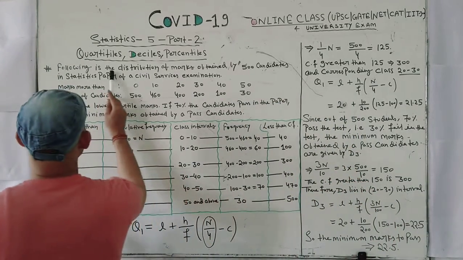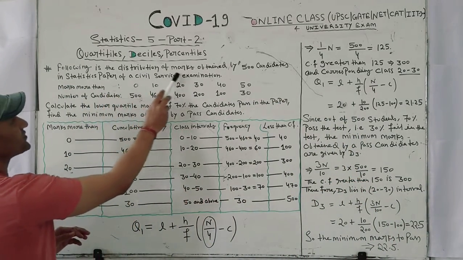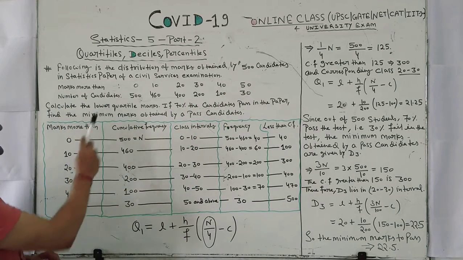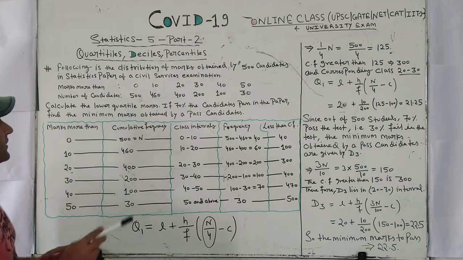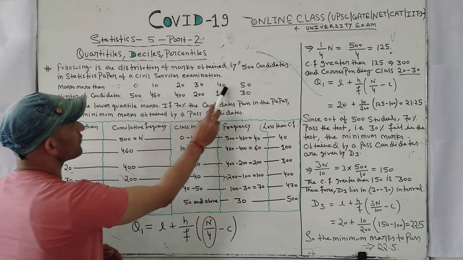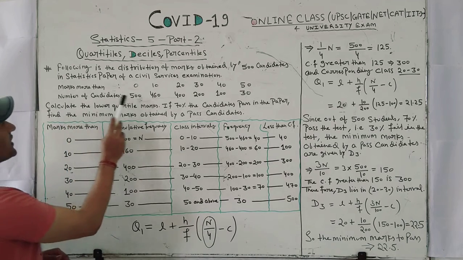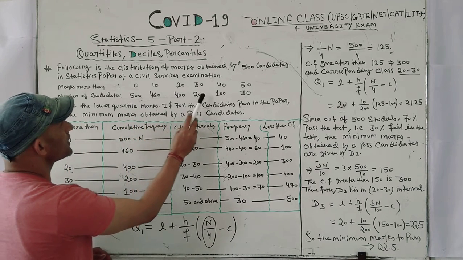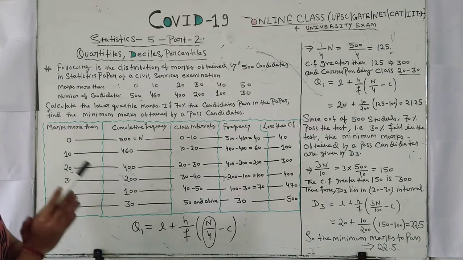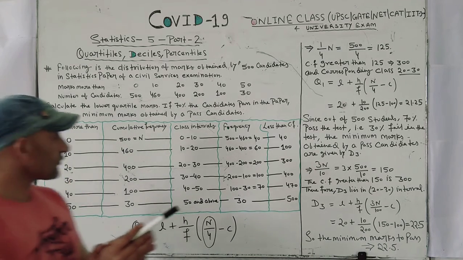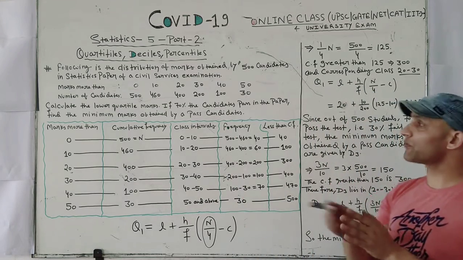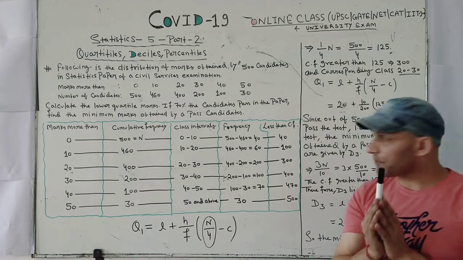The following is the distribution of marks obtained by 500 candidates in a statistics paper of a civil services examination. Marks more than 0, 10, 20, 30, 40, 50. Number of candidates 500, 460, 400, 200, 100 and 30. Calculate the lower quartile marks if 70% of the candidates pass in the paper.